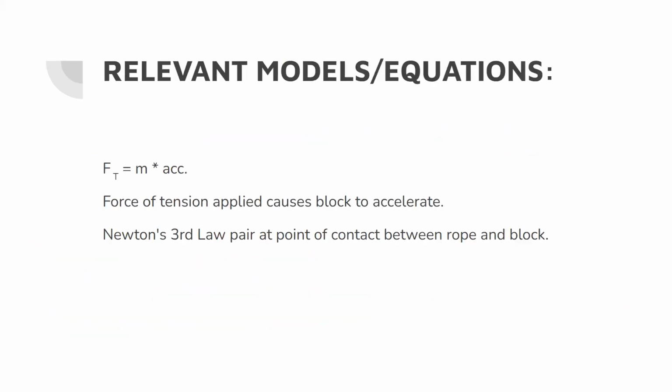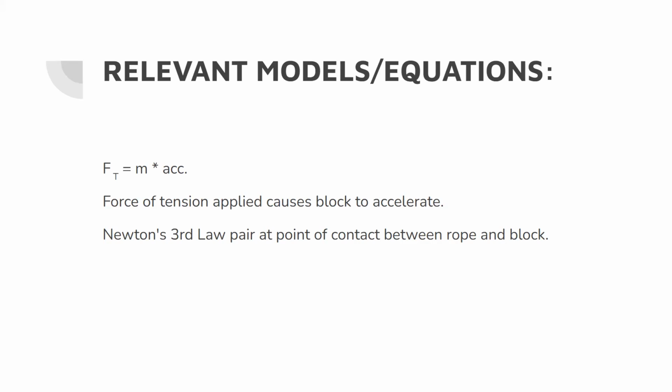Some of the relevant models and equations for this is, of course, force of tension is equal to mass times acceleration. And this is just because when we pull on the rope, we're creating a force of tension. And because we're on a frictionless surface, there is no friction to stop it. So whatever force, even if it's a 1 Newton force, then we're going to accelerate the mass so much.